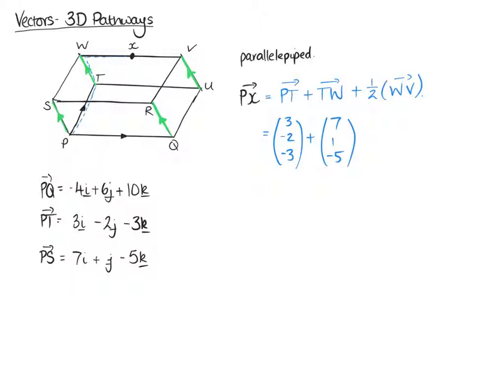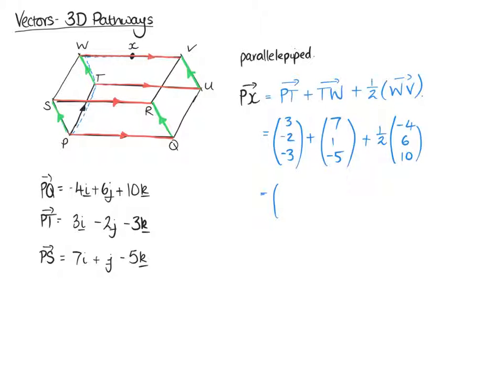Okay, and then we've got from W to V, so this line here, we're going along there. That is the same as from T to U, and from S to R, and also the one we've been given, which is P to Q. Okay, so we're finding halfway along there, so that means we've got to add a half of P to Q, which is minus 4, 6, 10.